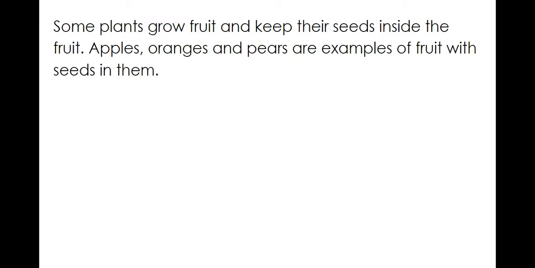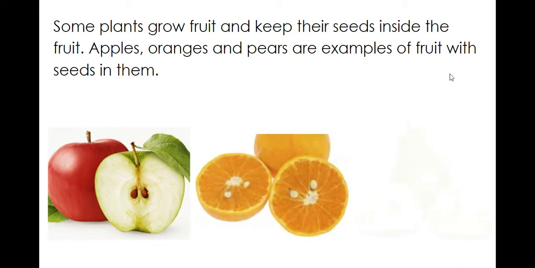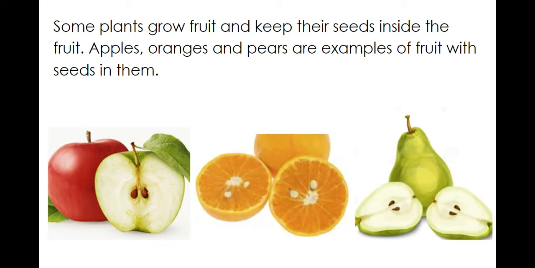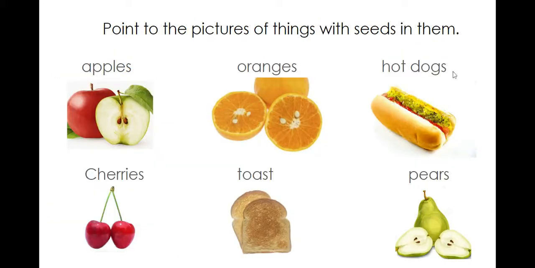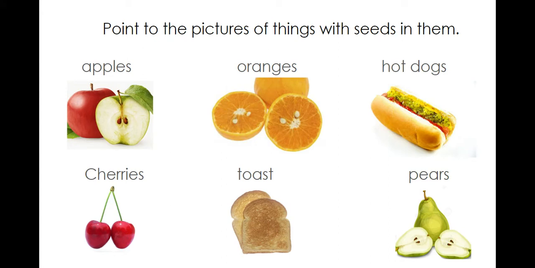Some plants grow fruit and keep their seeds inside the fruit. Apples, oranges, and pears are examples of fruit with seeds in them. Point to the pictures of things with seeds in them. Did you say apples? Apples have seeds. Did you pick oranges? Because oranges have seeds as well.